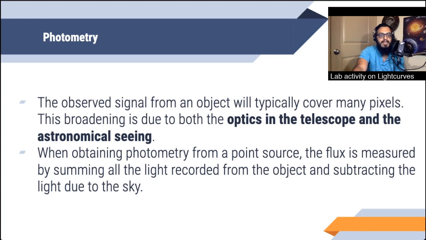The observed signal from an object will typically cover many pixels. This broadening is due to both the optics in the telescope and astronomical seeing. There's that word seeing. We've seen it once before, right? Seeing, where we're talking about the turbulence that's created by the light having to pass through the atmosphere. Now, when obtaining photometry from a point source, the flux is measured by summing all the light recorded from the object and subtracting the light due to the sky.